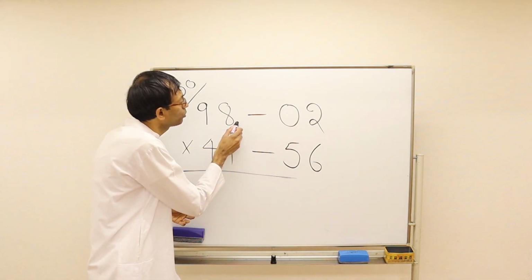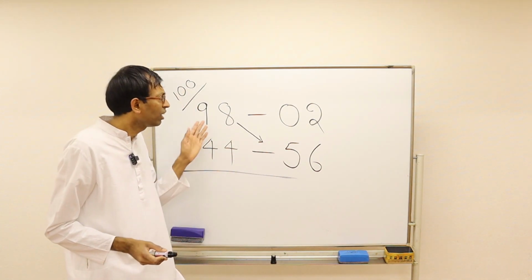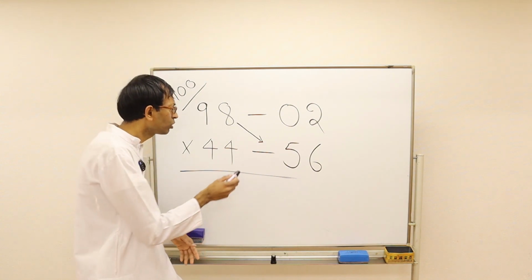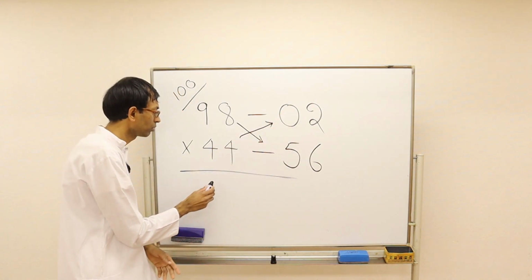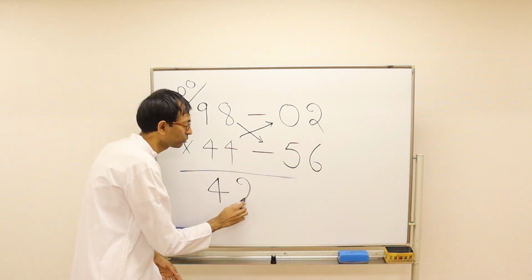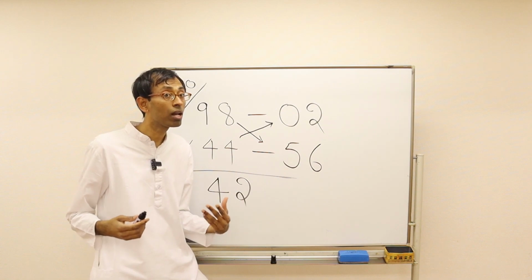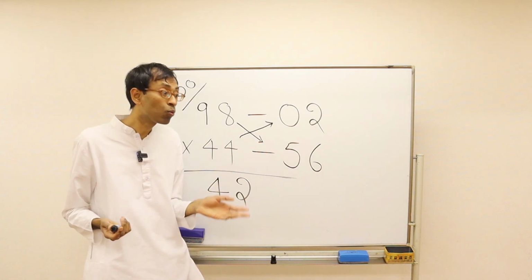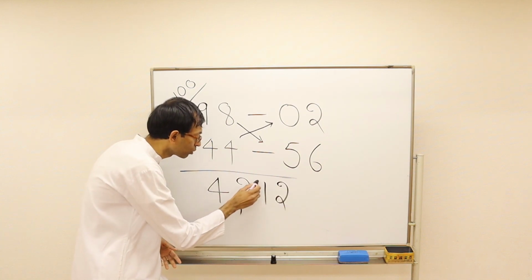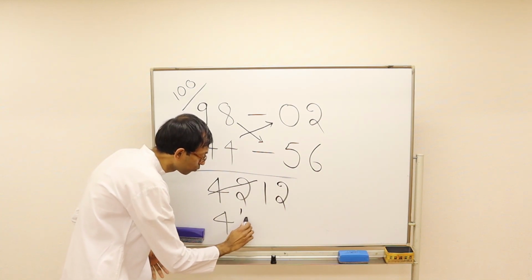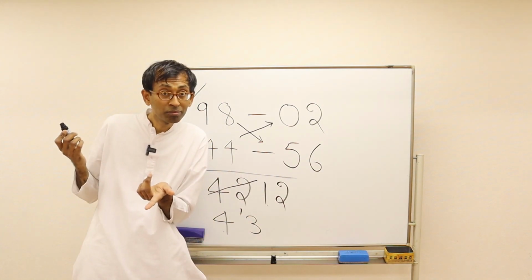Okay, you want to do 98 minus 56? It is a little difficult. You can do this way also. 44 minus 2 is 42. And then 2 times 56, that means double of 56, is a 112. So 112. So this 42 becomes a 43. So 4312 is the answer.